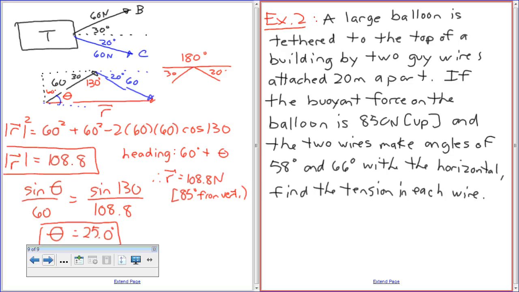Okay, this question or something like it will be on your test. Tension questions will be on your exam and everything else. Tension questions are a fundamental vector question.